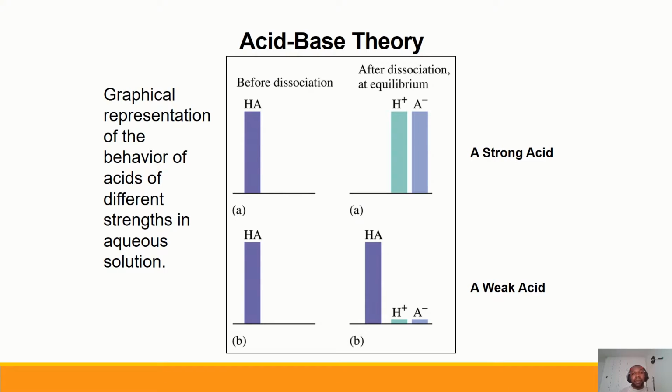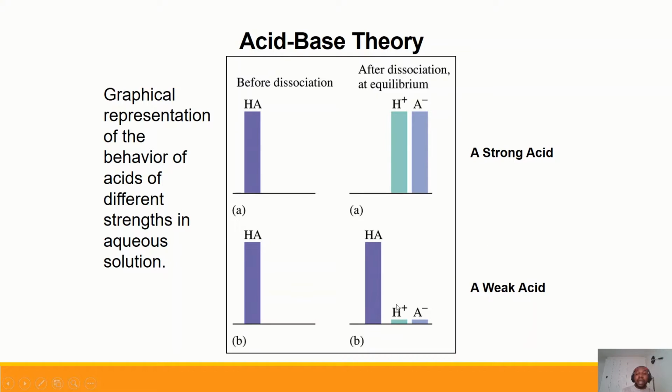So this is a graphical example. This is the acid. When the acid dissociates, you're going to see the negative and the positive. All of them will dissociate completely. But if it is a weak acid, then at equilibrium, you're still going to see that you have a larger percentage of the acid that has not been dissociated, and we have very little of the dissociated ions.